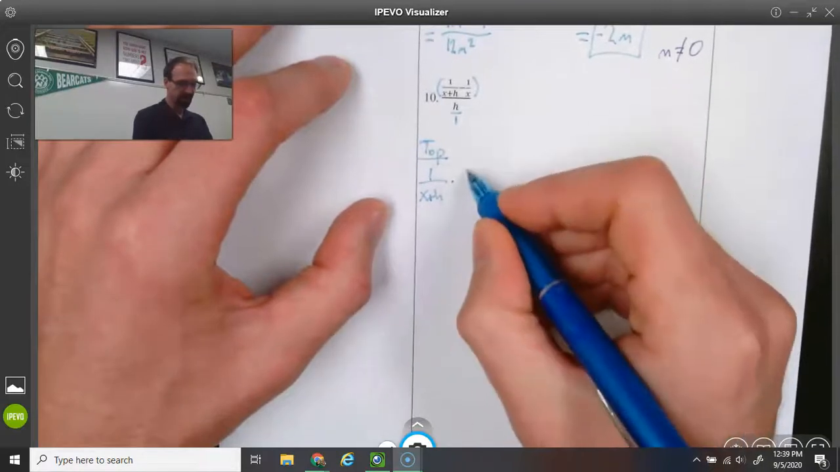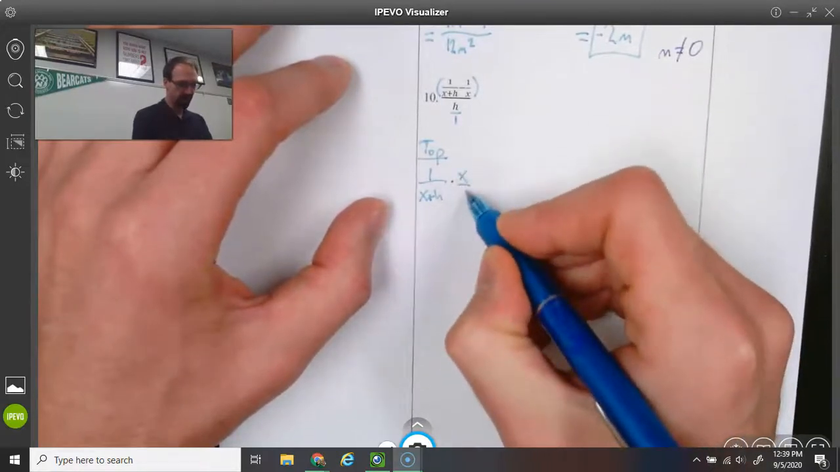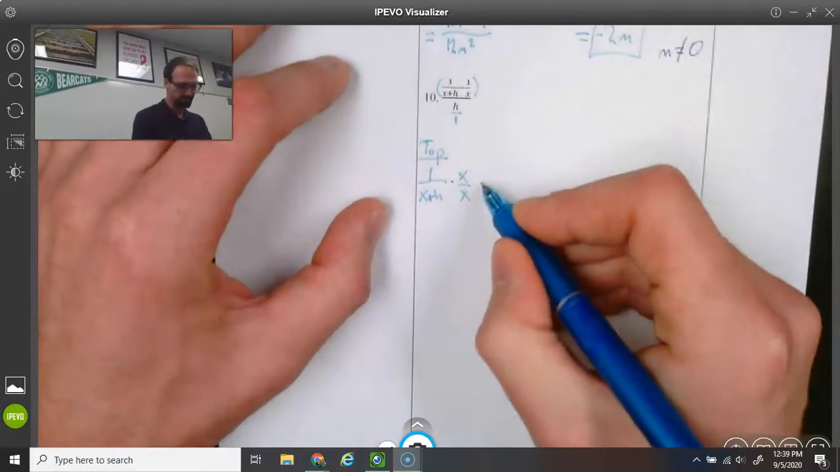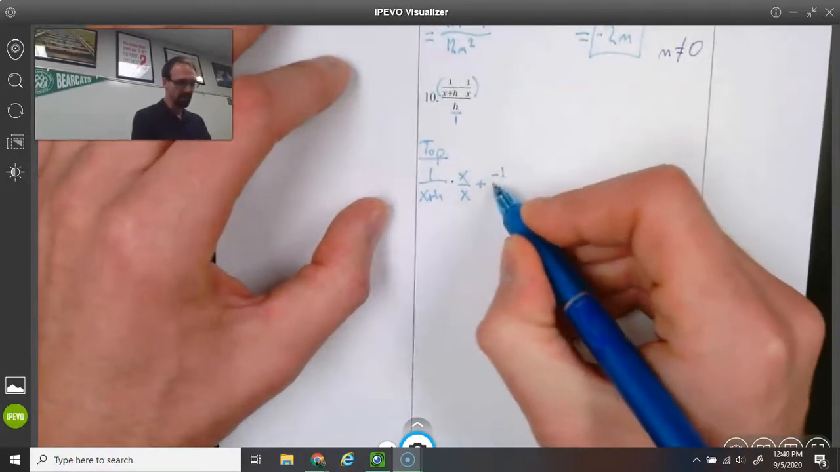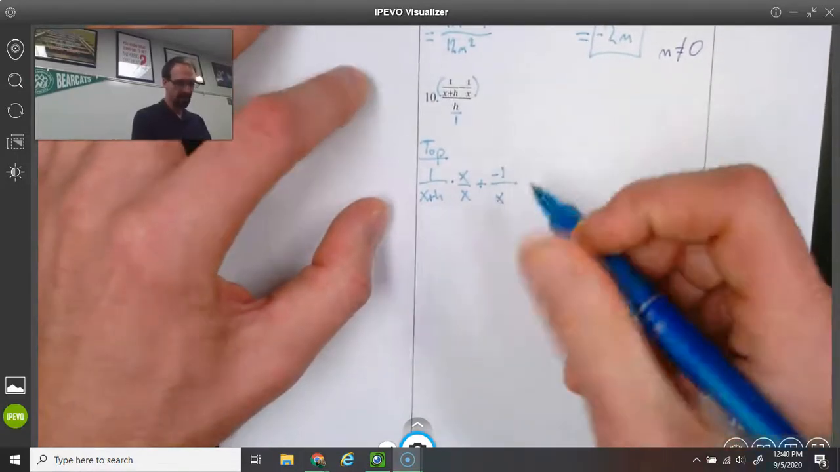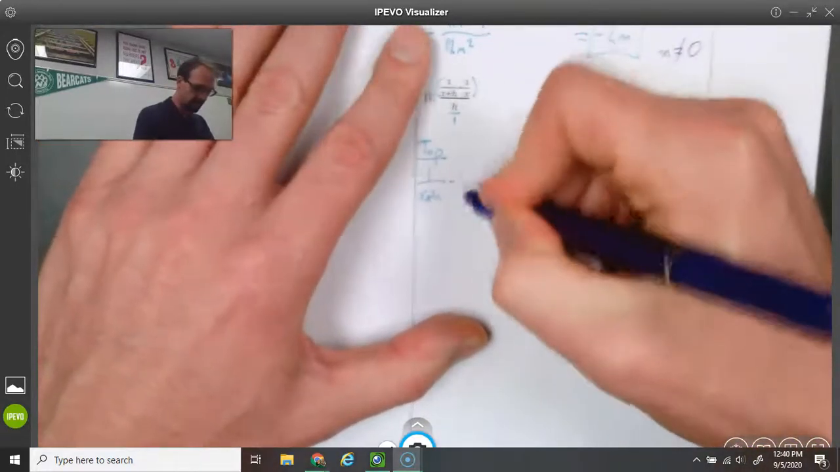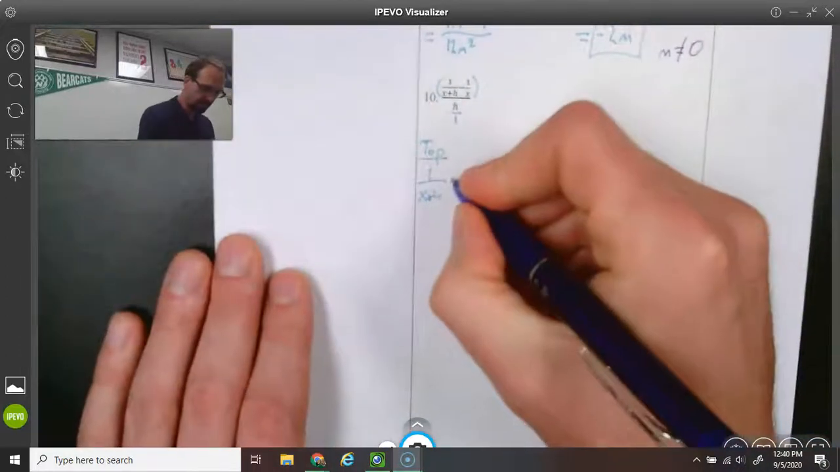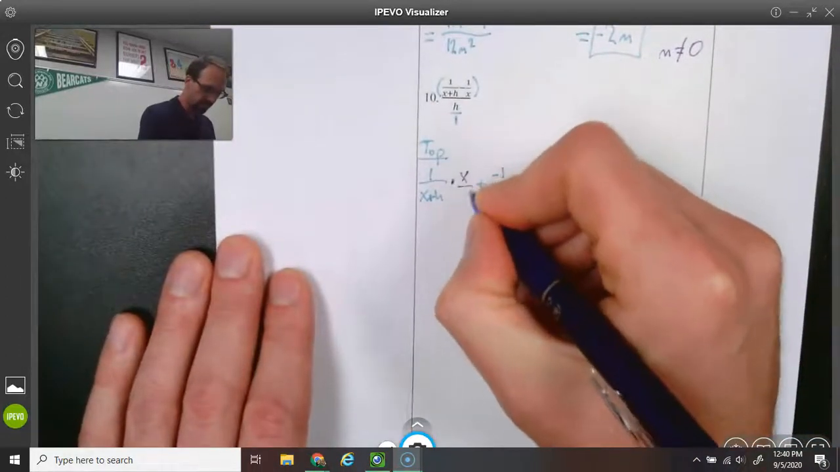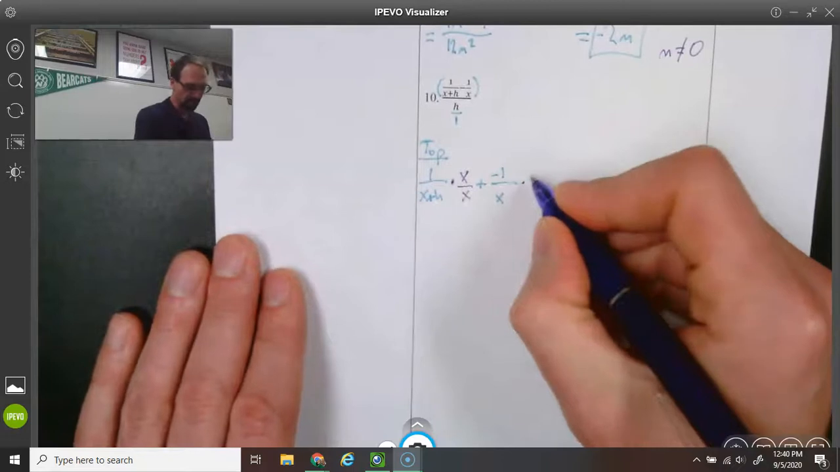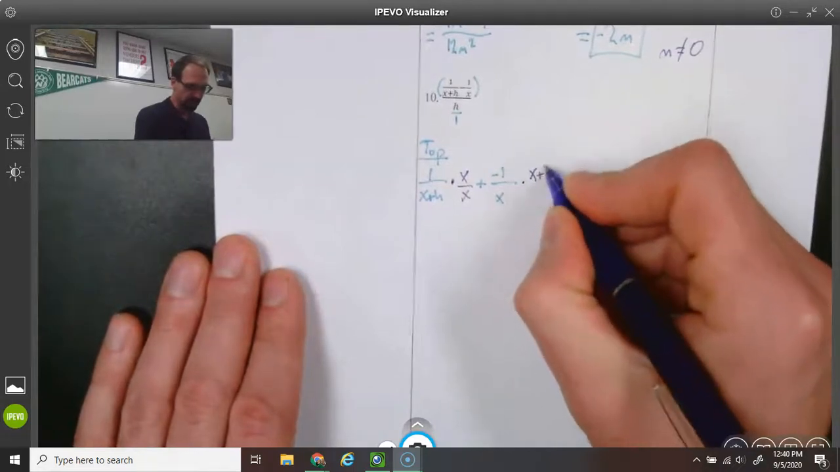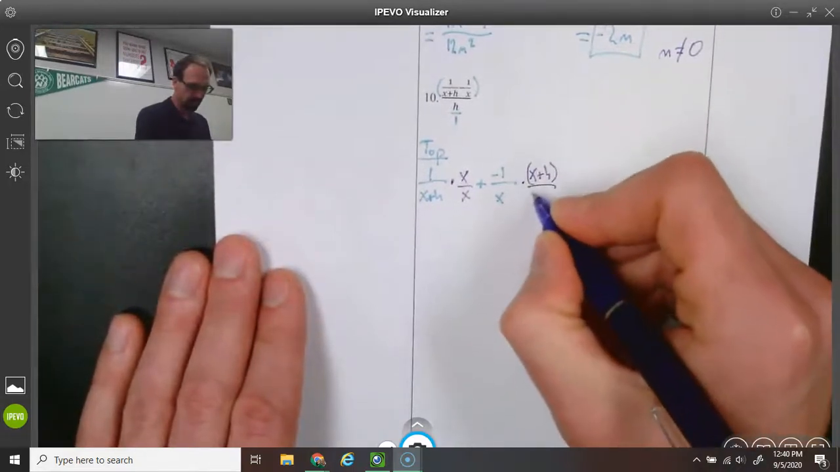and that's going to be times the x over x from the right hand side, and then plus negative 1 over x, and that's going to be multiplied. I forgot to change to a different colored pen here to denote that we're multiplying it by something. So x over x. There we go. And then multiply it by x plus h over x plus h.